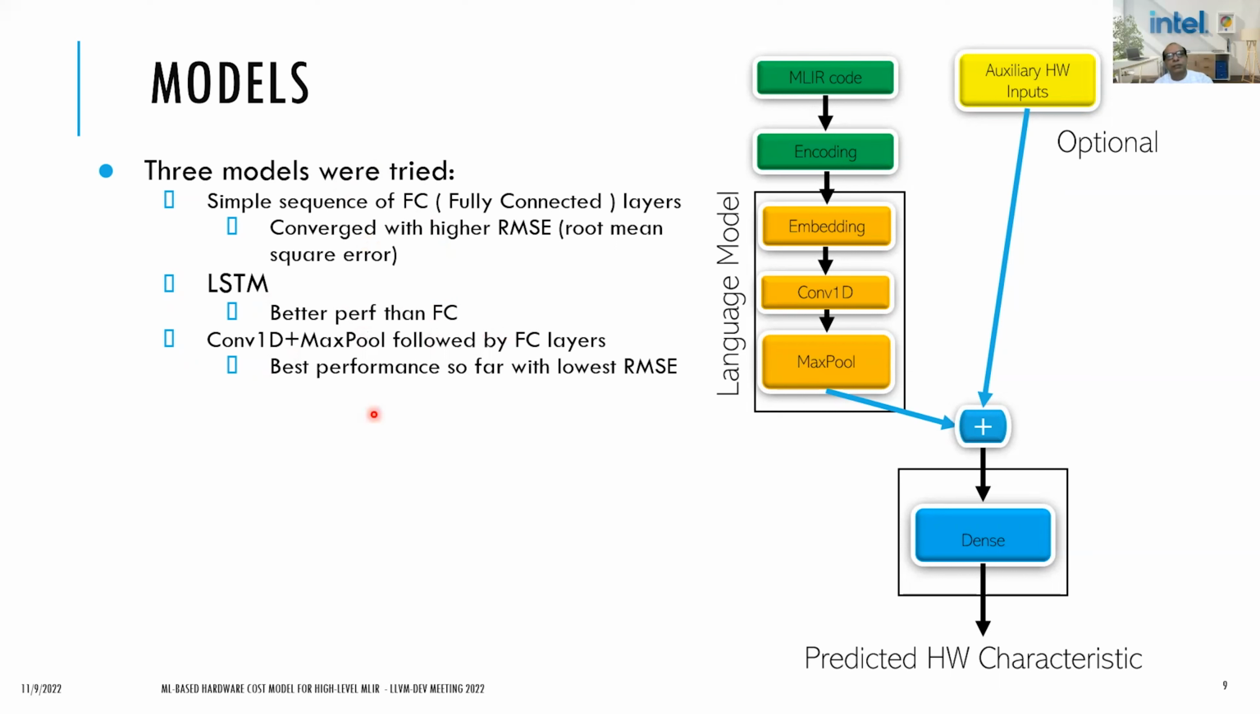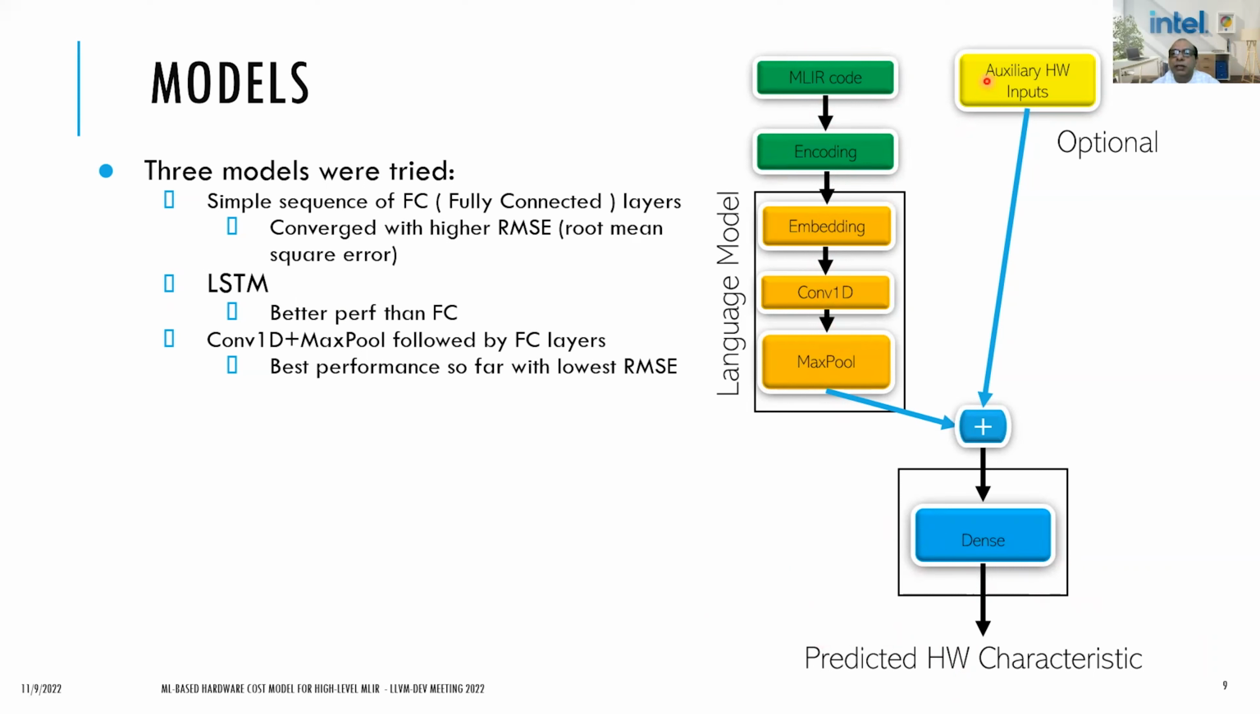The one which we saw perform best, once again, if you do your own experiments, it can turn out to be slightly different. But from our experience, when we apply a conv layer with a max pool followed by FC layers, that's what performs the best today, in terms of root mean square error and in terms of accuracy. So what we do here is, this is the model. We have the MLIR code. We do the tokenization and encoding, and then as part of the training, we do the embedding. We pass it to a conv layer, through a max pool, and through the dense layers, and then we have the predicted hardware characteristic.